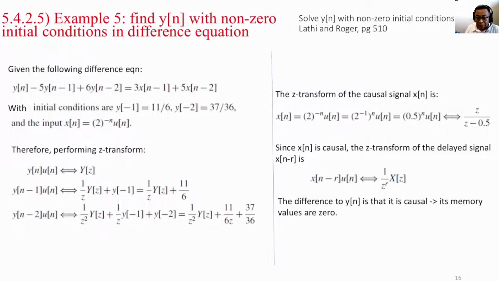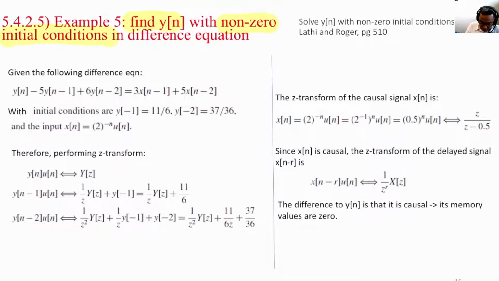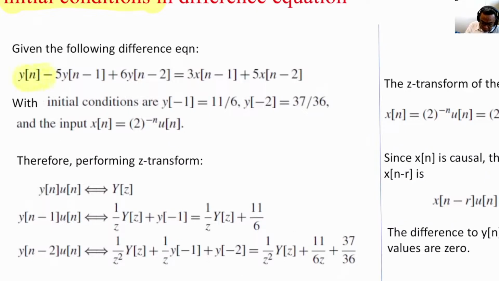This is example 5, where we are asked again to find y[n], but this time with non-zero initial conditions. So we are given a difference equation like this, but additionally we are also given the values of y[-1] as well as y[-2]. Since y[-1] and y[-2] are given, it means that they did not start with zero initial conditions. They have these values for y[-1] and y[-2].